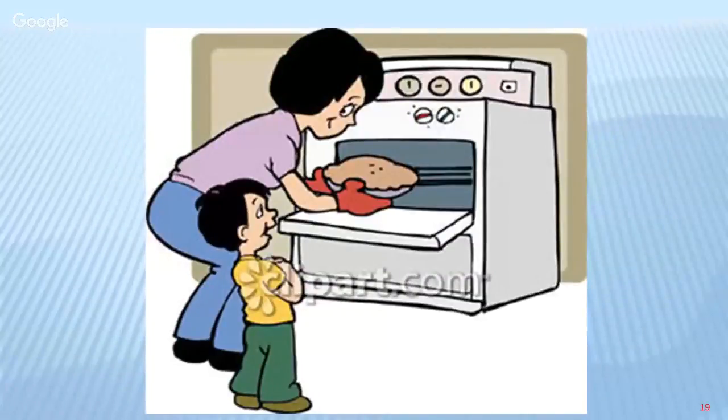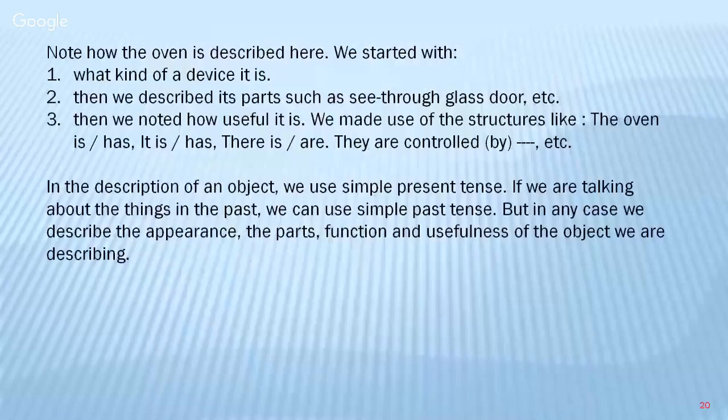You see the oven with a drop-down front door. Note how the oven is described here. We started with what kind of device it is, that is, what kind of device or object the oven is. Then we described its parts such as the see-through glass door, etc. That is, we gave a physical description. Then we noted how useful it is; after that, we said how useful it is.